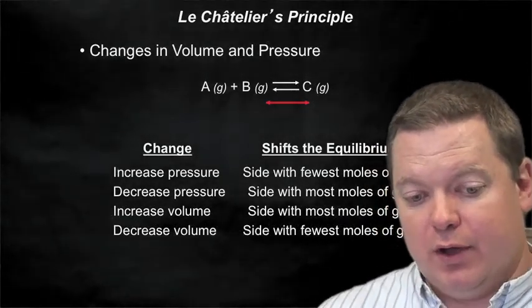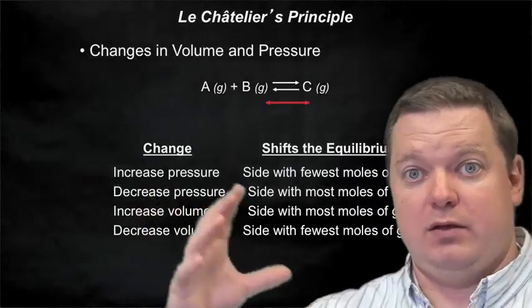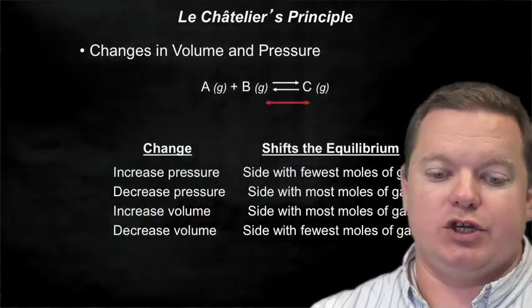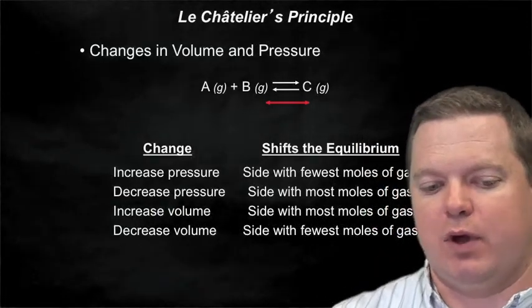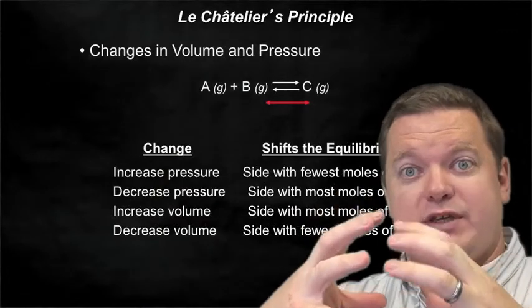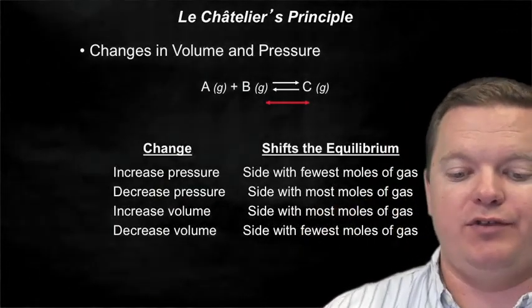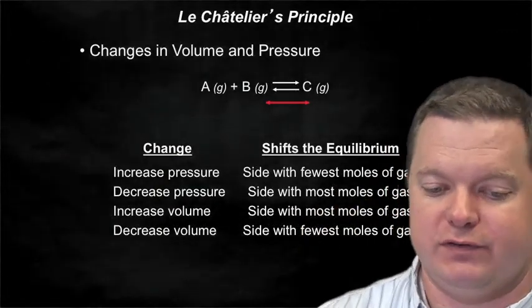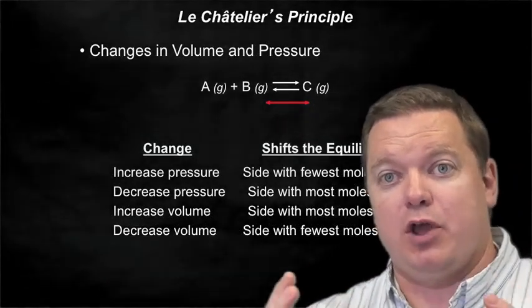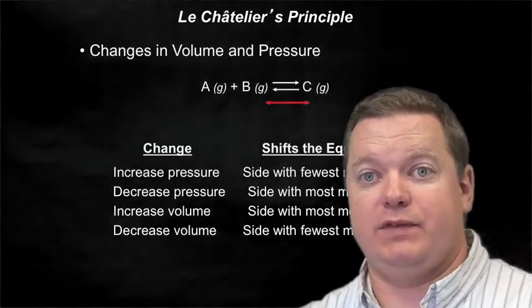If we increase the volume, again, that's going to be related to decreasing the pressure, which means that we're going to shift to the side with the most moles of gas as well. If we decrease the volume, sort of squeezing those down, it's going to be the same as increasing the pressure, so we're going to shift to the side with the fewest moles of gas. So with pressure or volume, we're always going to shift based on the side with the gas.